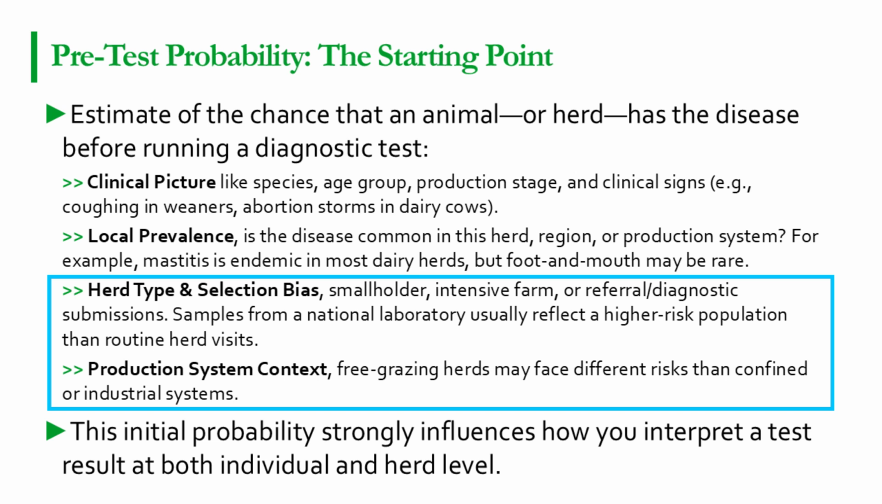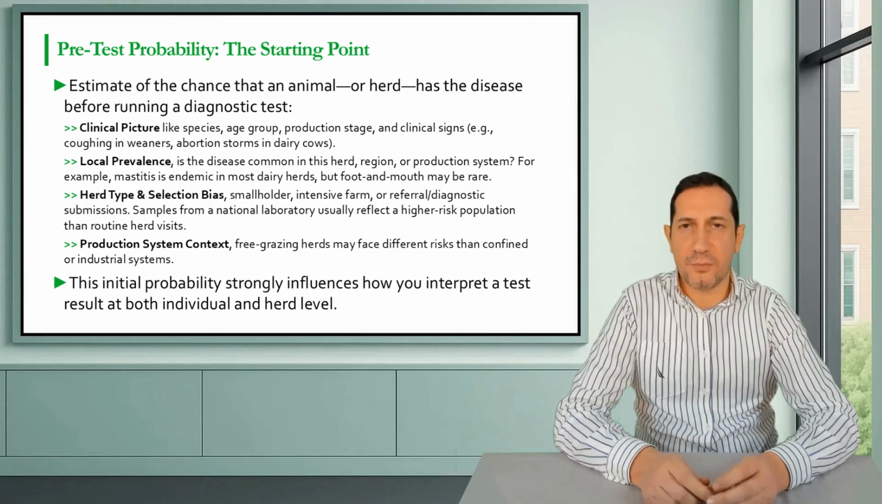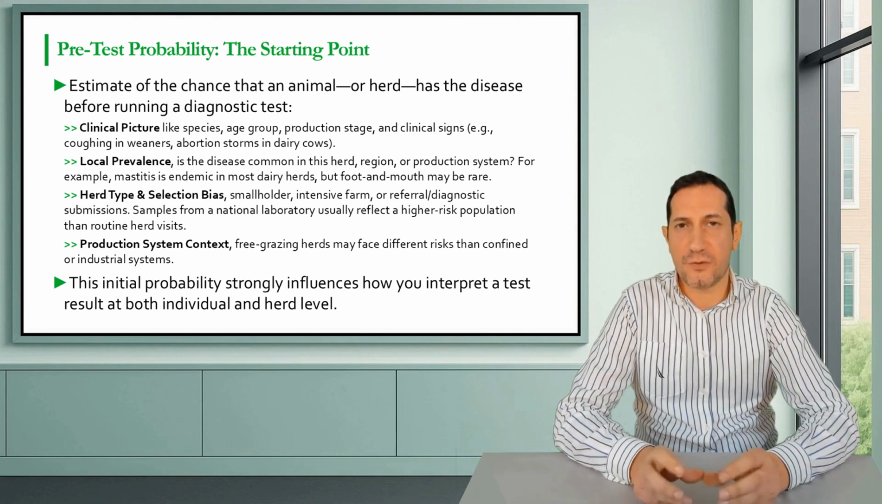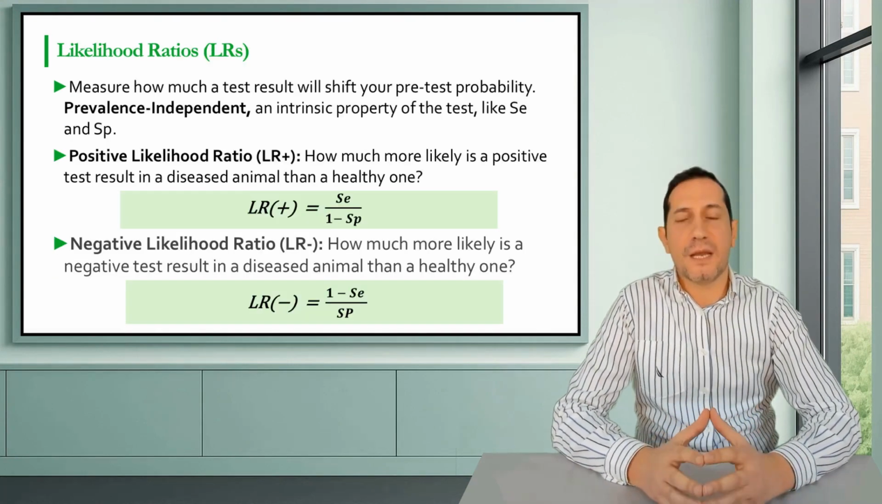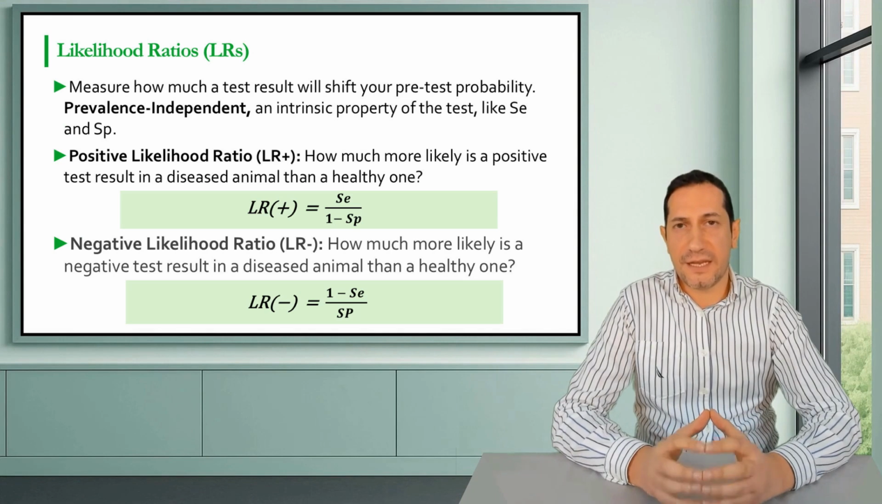a low prevalence area. And finally, the production system shapes risk. Backyard flocks face different exposures than intensive poultry farms. This starting point is essential because it drives how much weight you should give to a positive or negative test result when making decisions. So how do we formally update our pre-test probability?